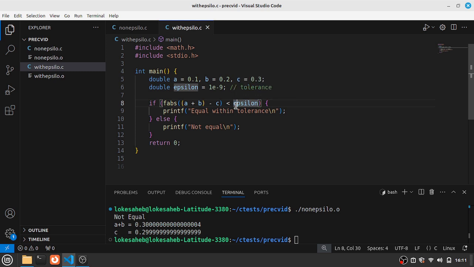What value of epsilon you should choose depends on the kind of application you are making. If you keep the value of epsilon very high, like 10^2 or 10^3, false positives might occur in your calculation, which will be a problem. Here we have taken a very small value, 10^-9, and that is why we are able to handle this.